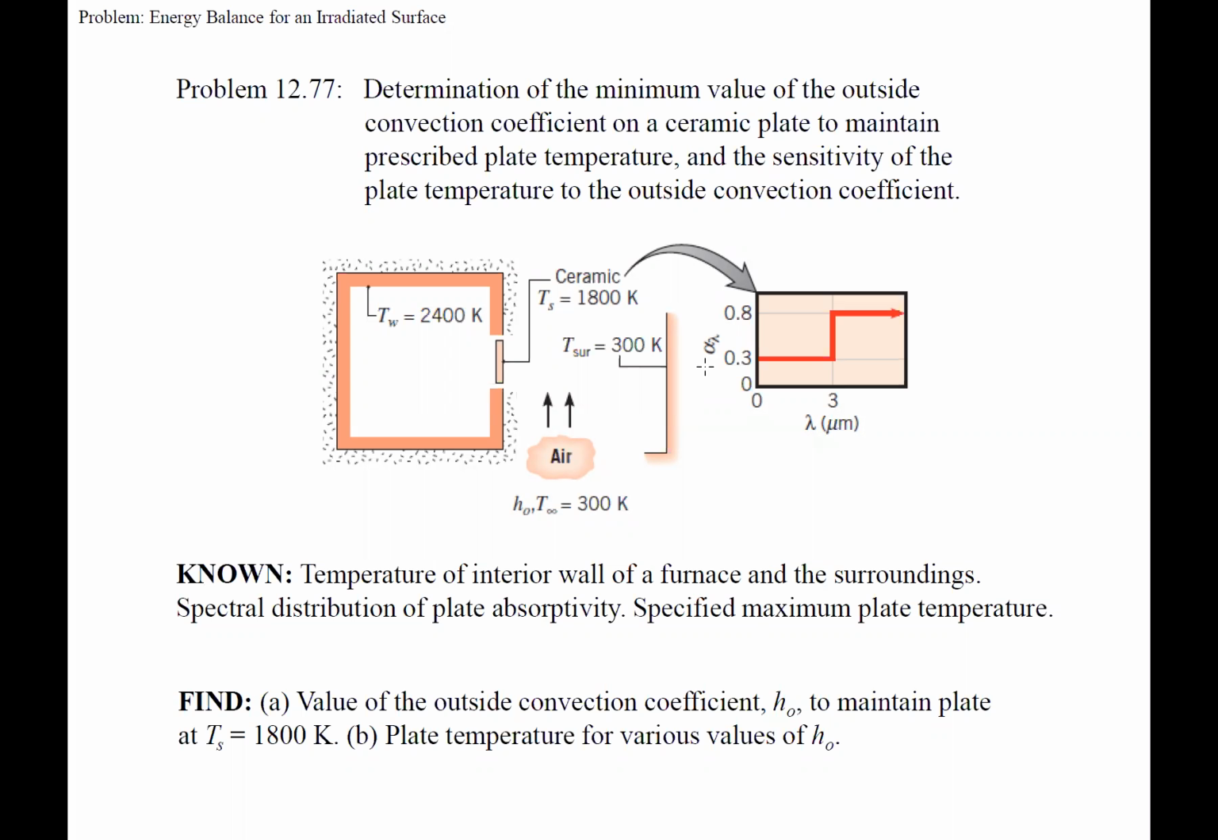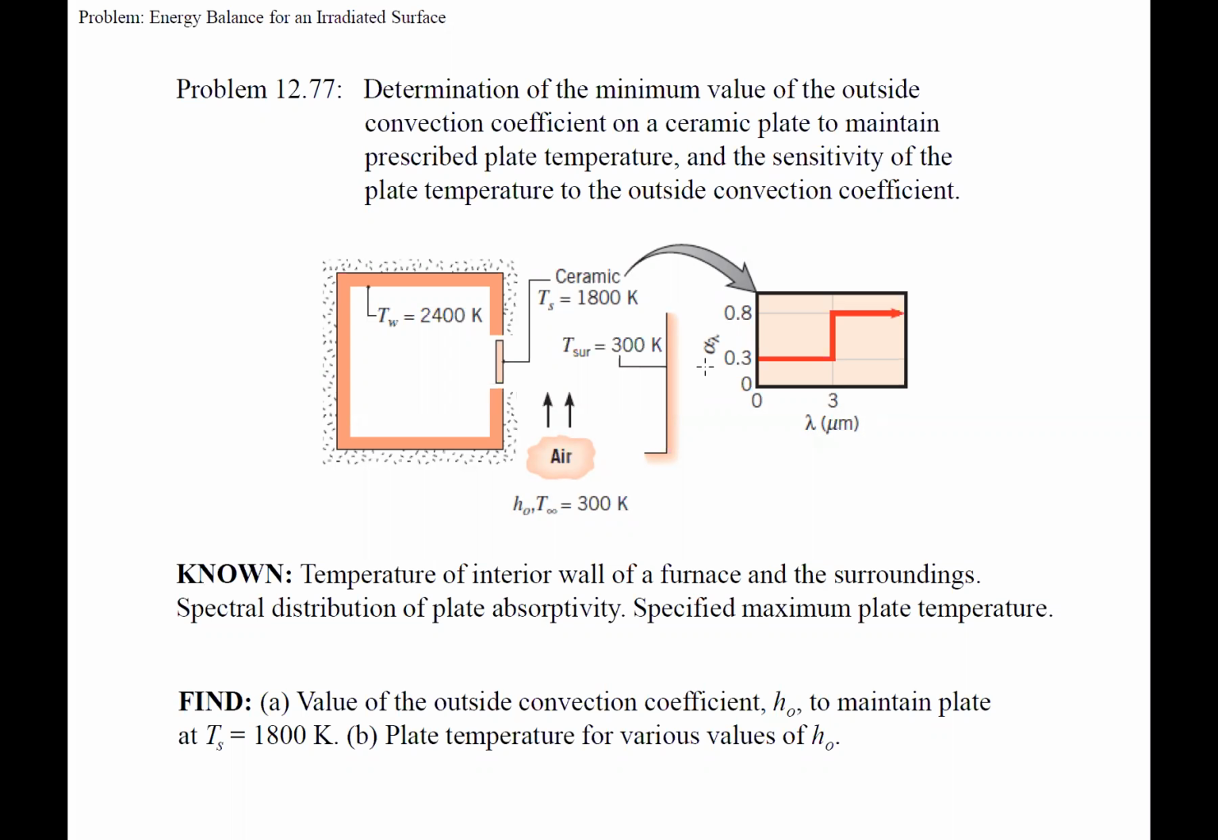Part A: if the temperature of the ceramic plate is not to exceed 1800 Kelvin, what is the minimum value of the outside convection coefficient, h_o, that must be maintained by the air cooling system? Part B: compute and plot the plate temperature as a function of the convection coefficient. Part B is just a parametric study, changing the convection coefficient and seeing how the plate temperature changes.